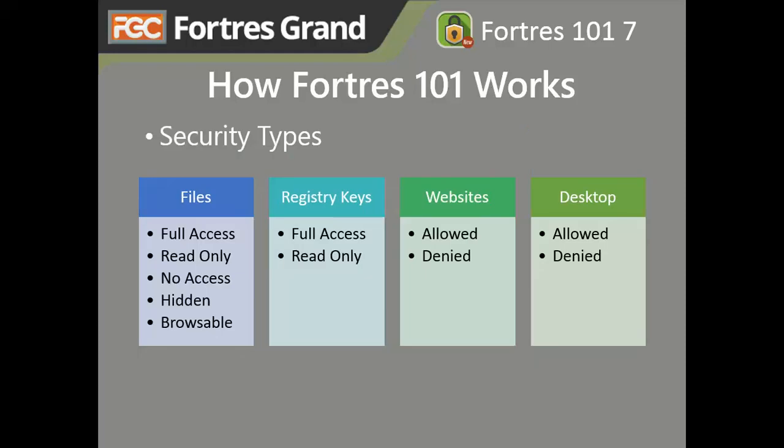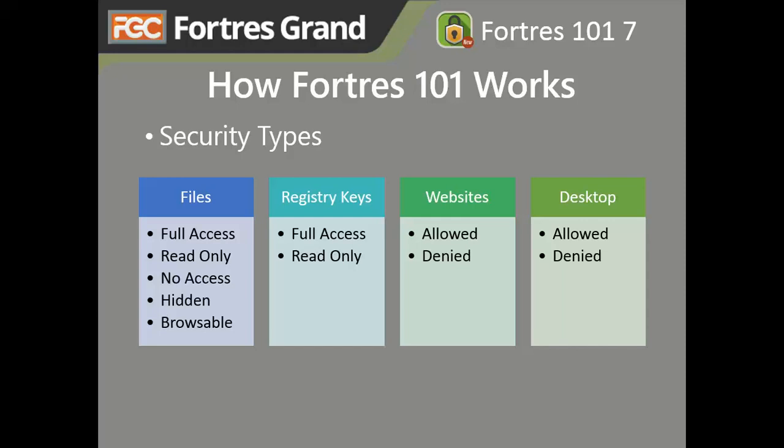With the different areas, there are different security types. For file access, there are 5 different types. You can have full access, meaning that Fortress 101 will not restrict access to the file. There's read-only access, which means that Fortress 101 will prevent modifications to the file or prevent the file from being deleted off of the machine, but it will allow the user to open the document, or if it's a program, they can launch the program and run the program.